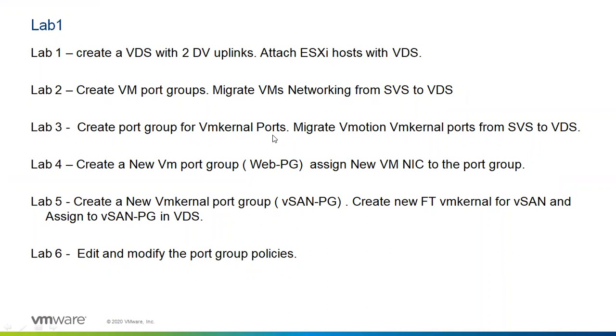Create a port group for the VM kernel port and migrate the vMotion VM kernel port from the standard virtual switch to the distributed virtual switch. Then create a new VM port group, assigning VMNICs whenever we create a new VM. Create a new VM kernel port group. Today we'll see it for vSAN. So for the vSAN port group, create a new VM kernel port on each host and assign it to this, right? And edit and modify the port group level policies.